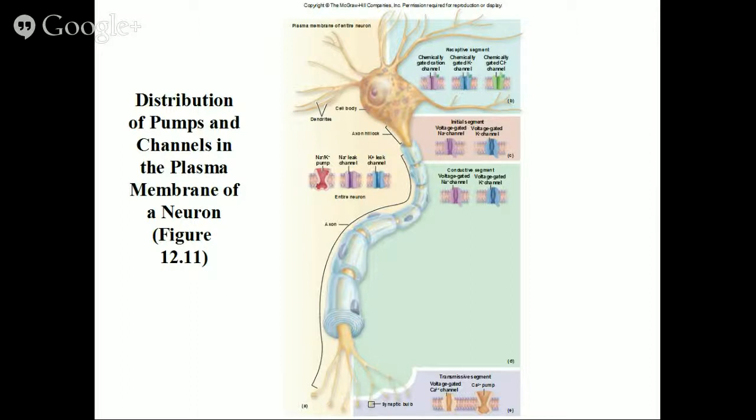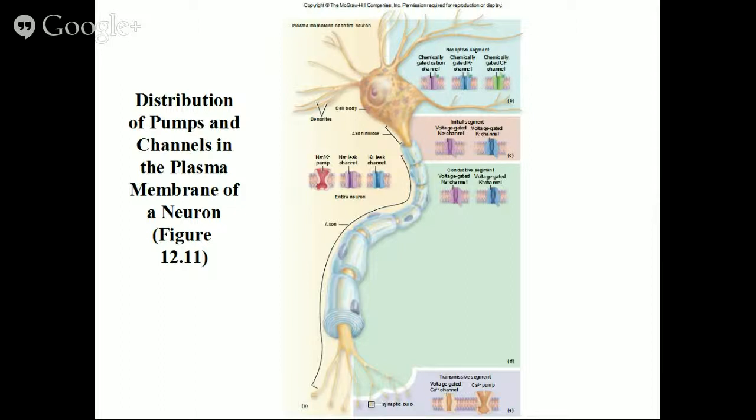And when these chemicals bind to the receptor sites, they cause certain channels to open. That's why all three of the channels labeled there on the receptive segment, notice he's called receptive because he receives neurotransmitters. Notice that the channels here are all chemically gated. In other words, those gates open due to a chemical.